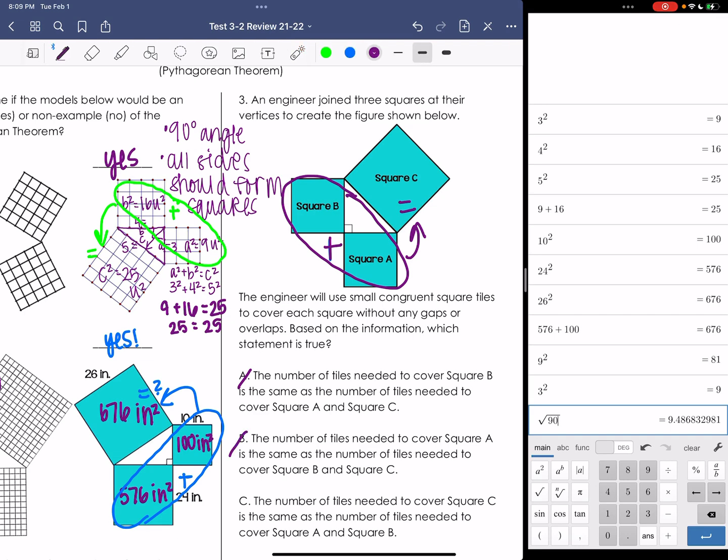Lastly, looking at C, the number of tiles needed to cover square C is the same as the number of tiles needed to cover square A and B.